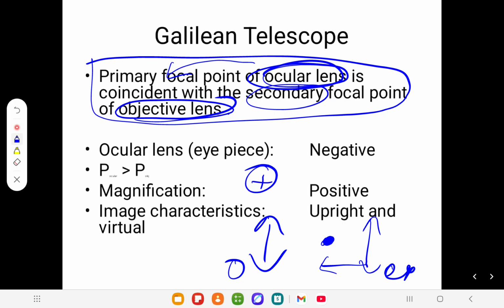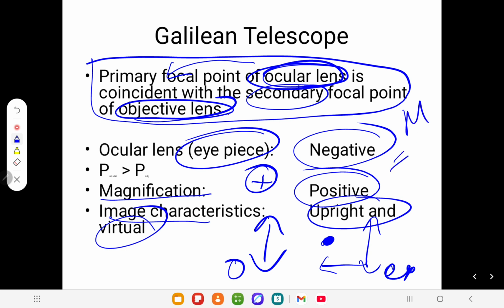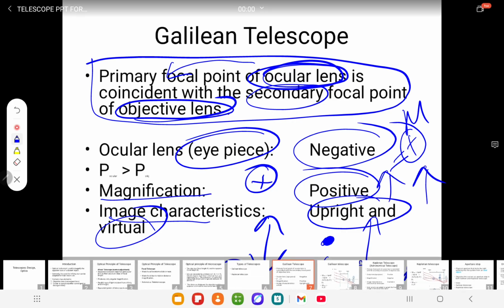Okay. In the case of the Galilean telescope, the ocular lens is always negative. In the case of the Kepler telescope, the ocular eyepiece is positive. So it makes an erect image. That's why the magnification is positive. It makes an upright image and virtual image. Okay, we know it, isn't it? We have talked about it in the case of magnification. If magnification is plus, it means the object is erect, the image is also erect. So simple.